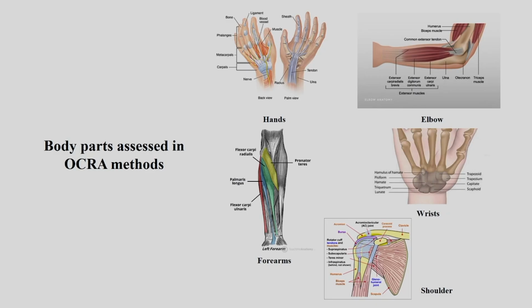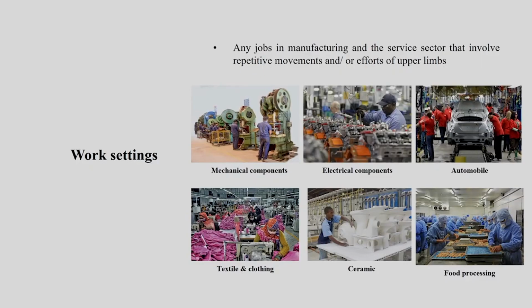These are the major body parts that we are going to analyze. First is your hand, elbow, wrist, forearm and shoulder, so it's the whole upper extremity. These are some examples where, if your workstation is like this, you can use this particular tool, but these are not the only cases. You can use this tool wherever your upper extremity is involved and is going to have some kind of repetitive task. So, these are some examples.